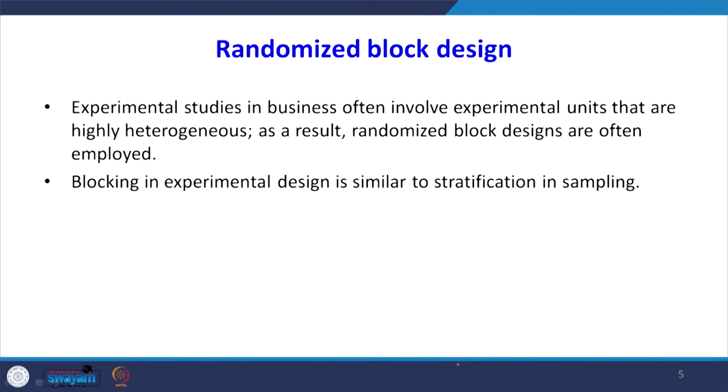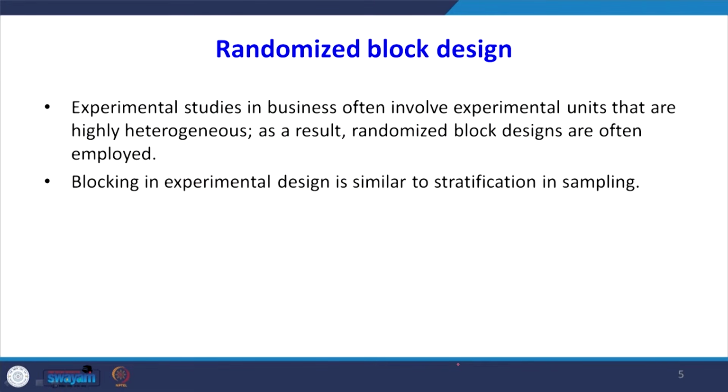Experimental studies in business often involve experimental units that are highly heterogeneous. As a result, randomized block designs are often employed. Blocking in experimental design is similar to stratification in sampling. In stratification in sampling, if the samples are heterogeneous, based on certain criteria we group, that is stratify, the sample, so that each stratum will have homogeneous samples. Here also it is similar to stratification in sampling.